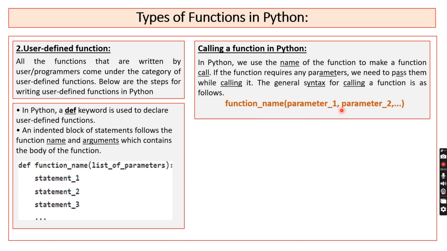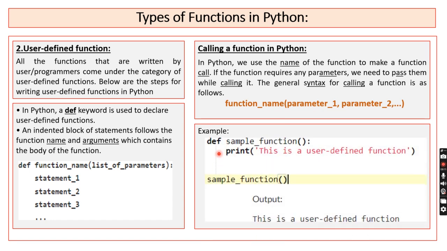If we do not use the parameters, that is called default parameters or default functions. The general example, a simple example: def keyword, sample function. Sample function is the name of the function. In parenthesis, we have not written any parameters, so this is default. Then print, this is user defined function. This is the statement we are executing. Then we are calling the function.